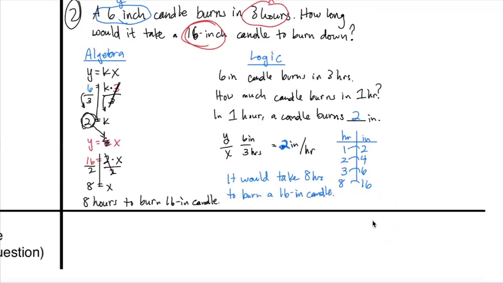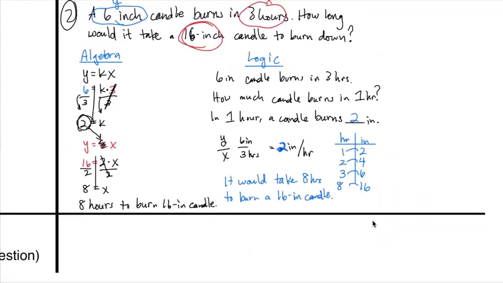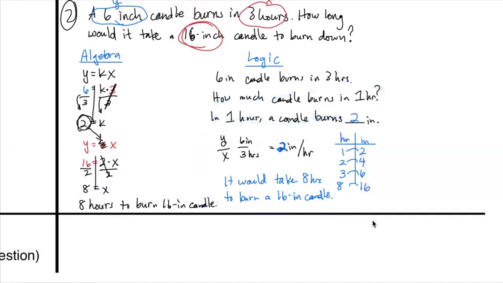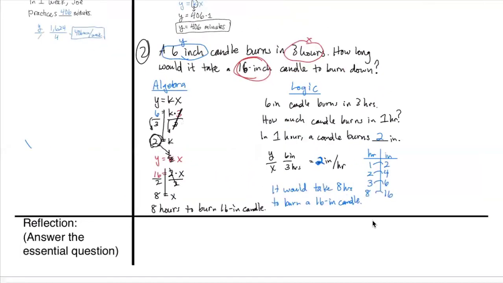So you can look at those two methods. The algebra way, we use our equation, solve for k, find our constant of proportionality. Then we plug it back in and use our new x and y, our new numbers, to solve for the variable. And we found those 8 hours. Logically, we say, okay, how many for one? Once I know how many for 1 hour, then I can expand and use it for 2 hours. All right, cool. Nice job on that one.